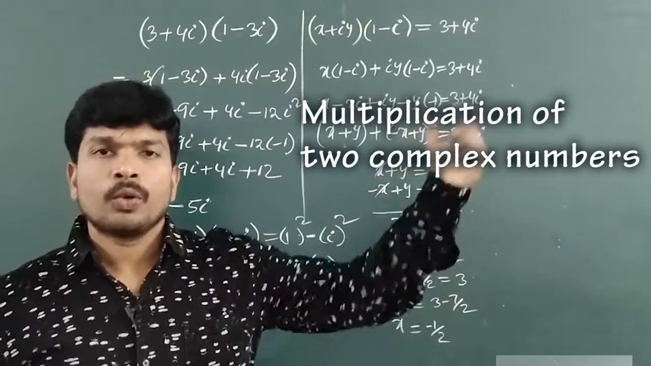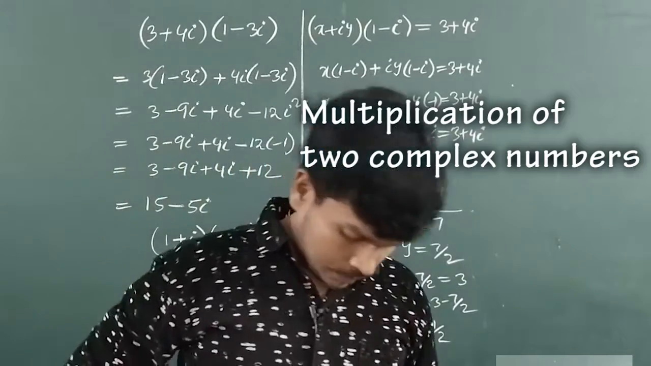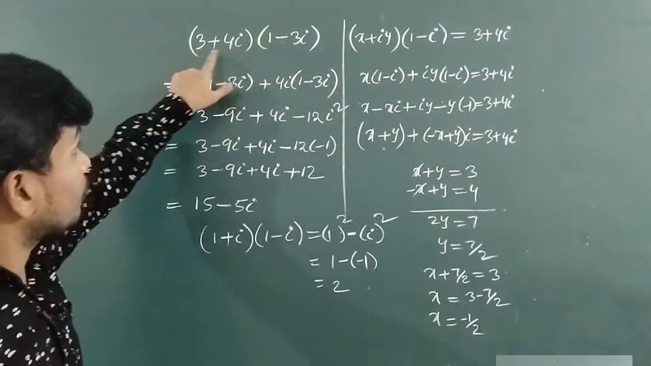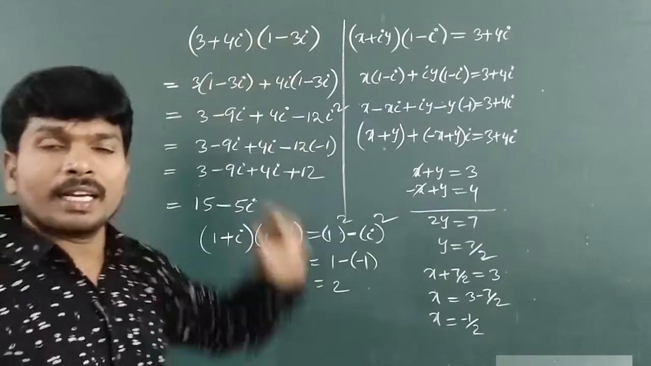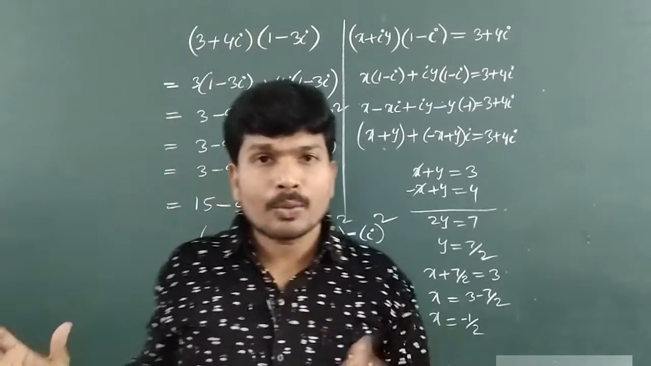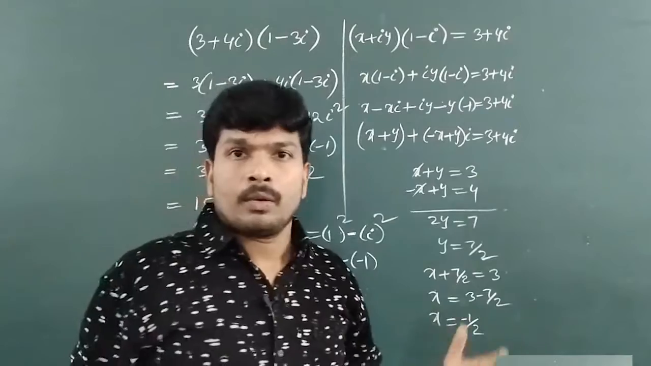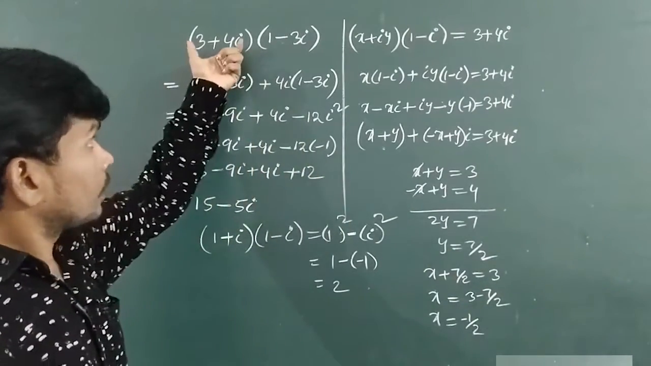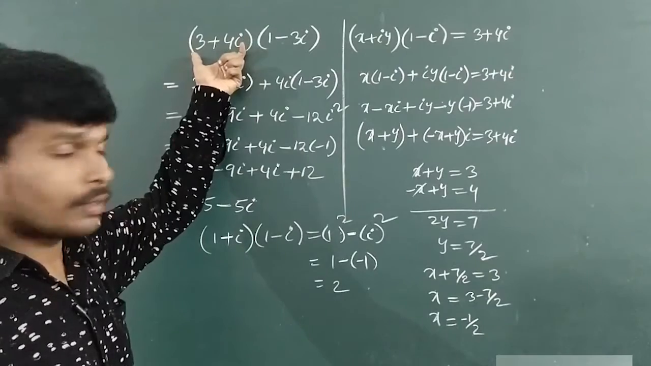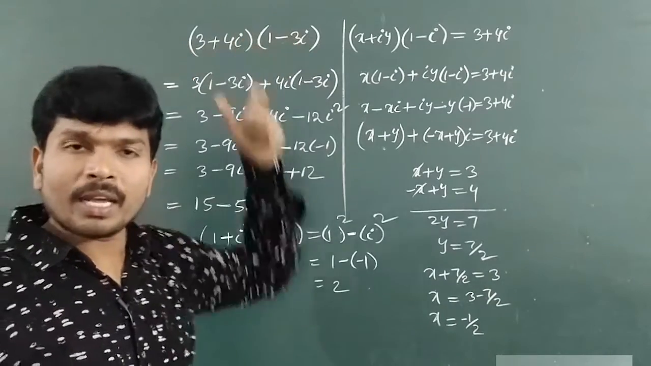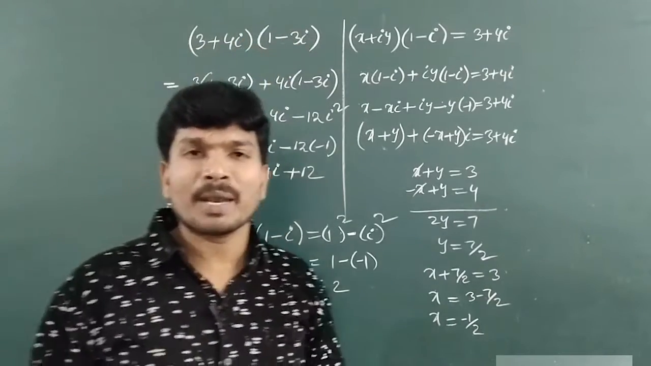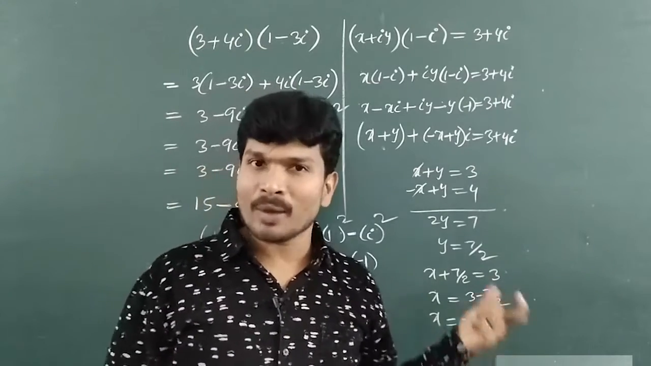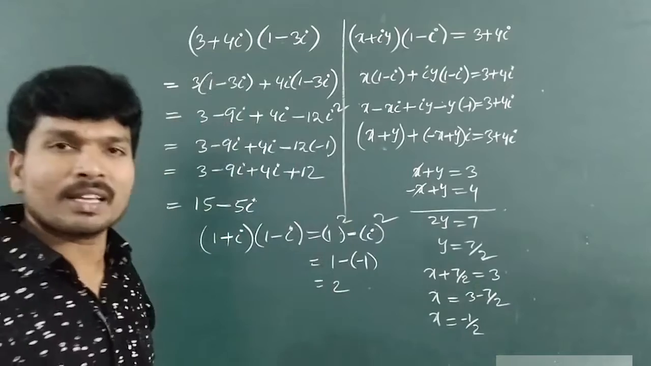multiplication of two complex numbers. Just we have taken two complex numbers, 3 plus 4i, 1 minus 3i. Now you have to multiply two complex numbers. Observe, it is binomial or not? How to multiply binomial with binomial? So same you have to do it for complex numbers also.